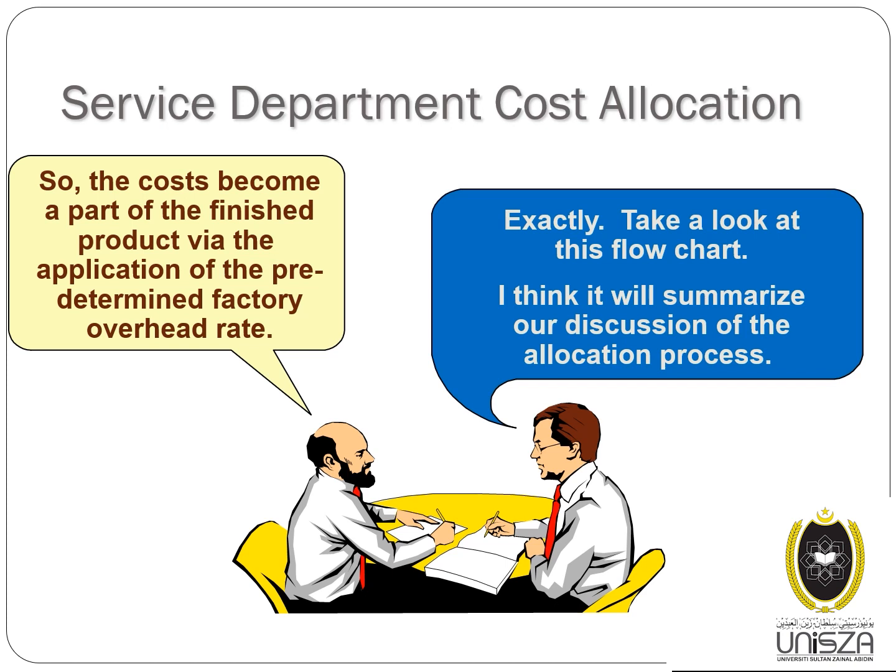Then the costs become a part of the finished product via the application of the predetermined factory overhead rate. Yeah, that's correct. Okay, so we're going to look at the flow chart. From here we will provide the summary from the conversation between these two parties.